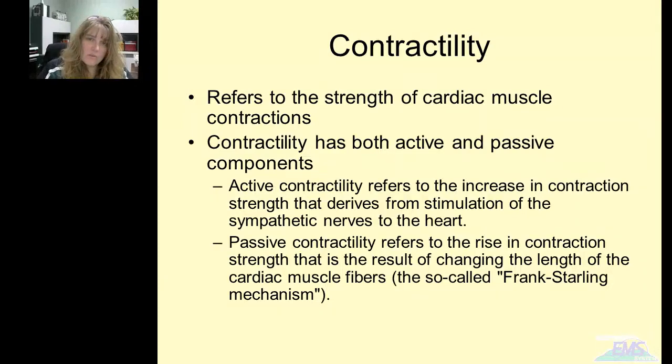And contractility refers to the strength of the cardiac muscle contraction. So contractility has both an active and a passive component to it. The active contractility refers to the increase in the contraction strength that is derived from the stimulation of the sympathetic nervous system that's innervating the heart muscle. Whereas passive contractility, that deals with the rubber band theory. So that's Frank Starling's law, more in, more out. So if we get it stretched out there, it's going to have a passive contractility where it will return to its resting length as a result of that recoil.